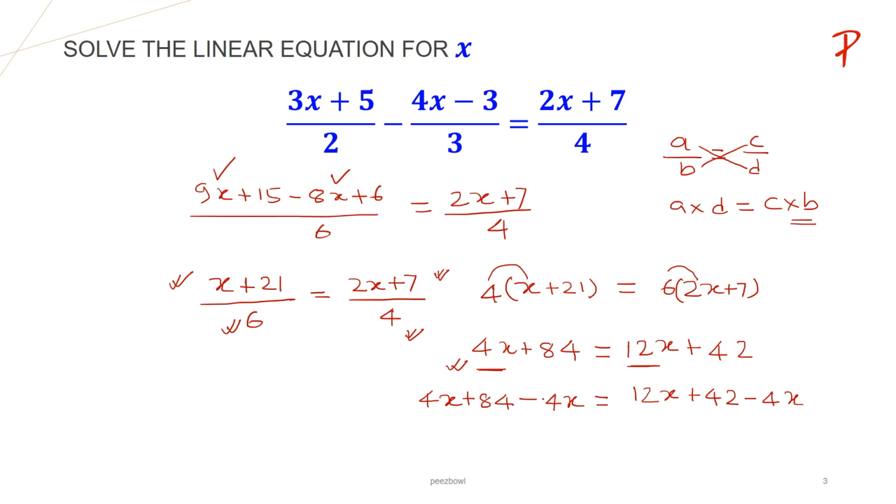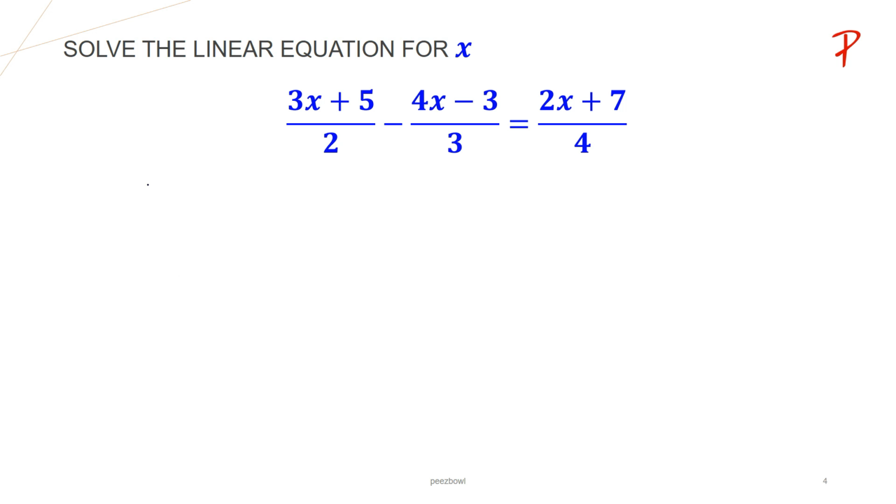Okay, so on the left hand side this minus 4x and plus 4x will cancel each other, and now we have only 84, and this is equal to 12x minus 4x, that is 8x, plus 42, right? Now we have to keep only 8x and we have to remove 42 from the right hand side. Let me solve it on the next slide.